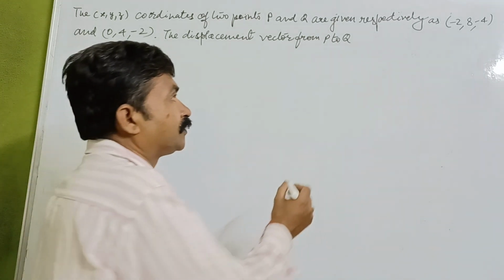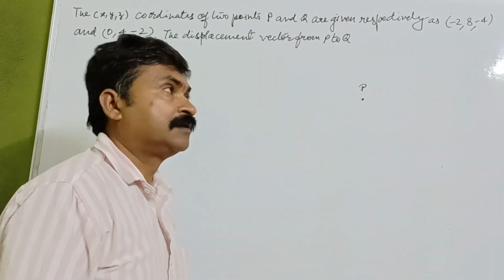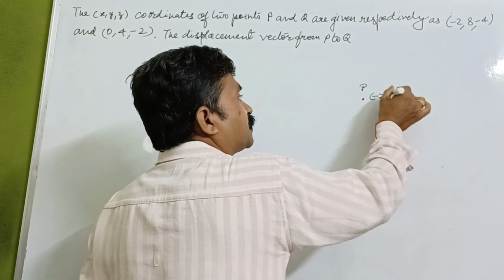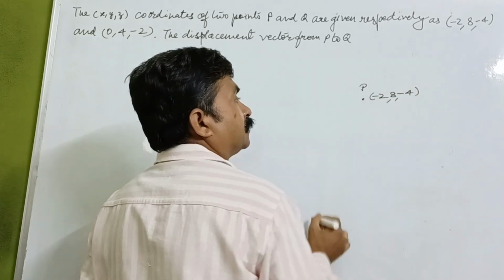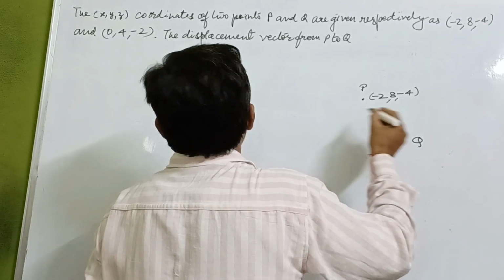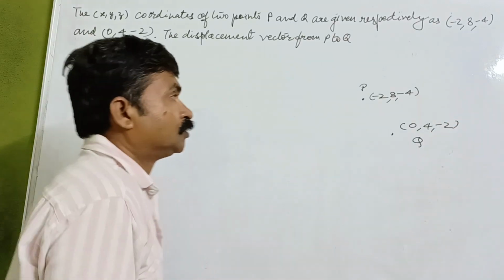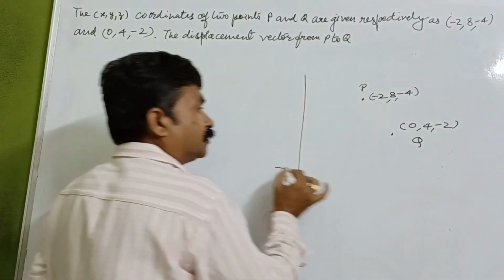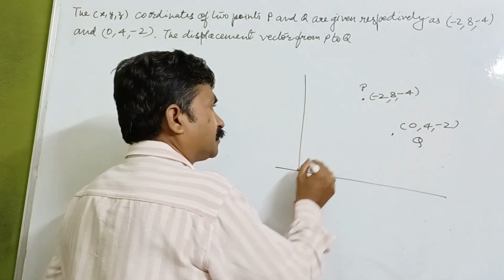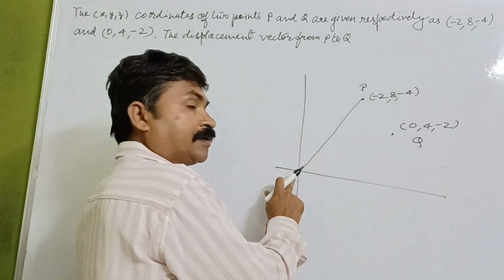So before going into this, take this point P, whose coordinates are given to us, a three-dimensional vector. And this is Q, which has (0, 4, -2). If points are given, we can have their position vectors. Position vectors means their position from the reference point, that is the origin.